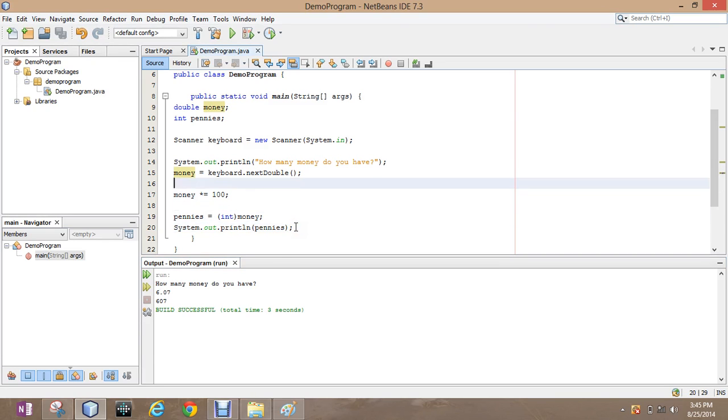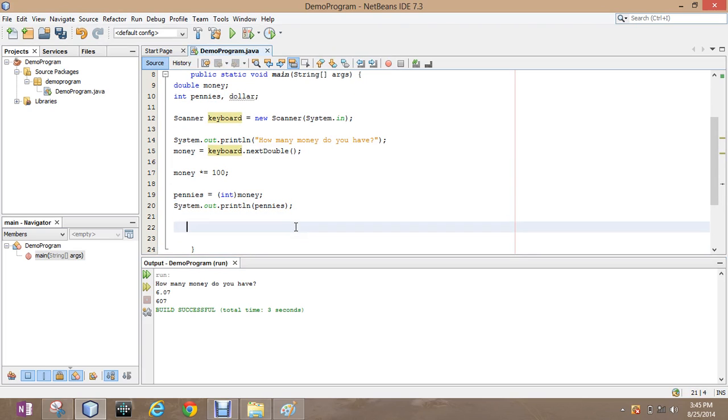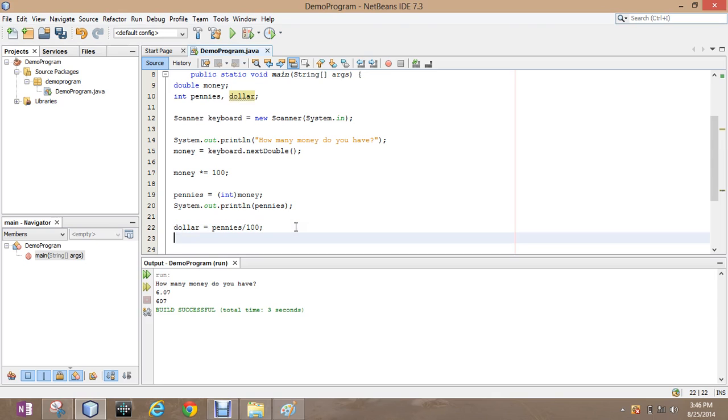I'm going to create another integer called dollar. And we're going to say, okay, the amount of the dollar, or how many dollars are involved, is equal to pennies divided by 100. Because remember how integers always round down? This will pull out those $6 we had and give us the proper amount of money. System.out.println dollar.